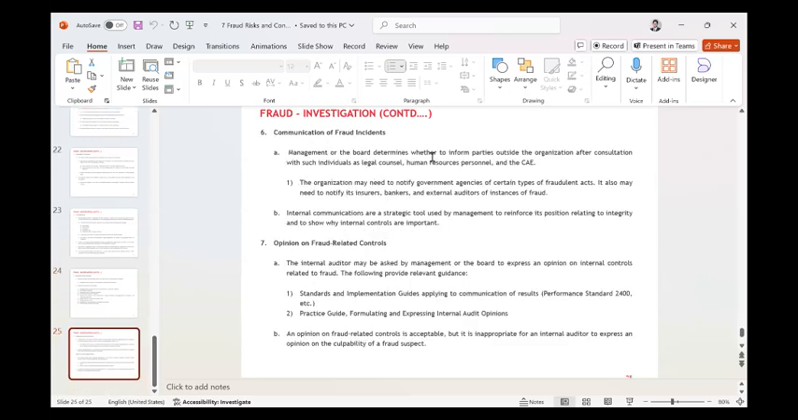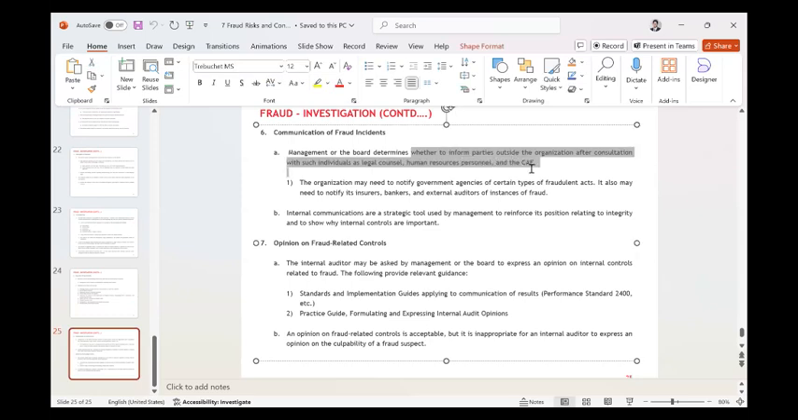Management or the board determines whether to inform parties outside the organization after consultation. Yes. So if you're going to inform anyone outside the organization, you can't do it alone. You have to get the concurrence or the blessings of the management or the directors. Certain things, of course, if you're an external auditor, you're empowered. There's an act called NOCLAR. If there's any non-compliance with a regulation or a law, the auditors or anyone in the organization could, as a first step, inform the management.